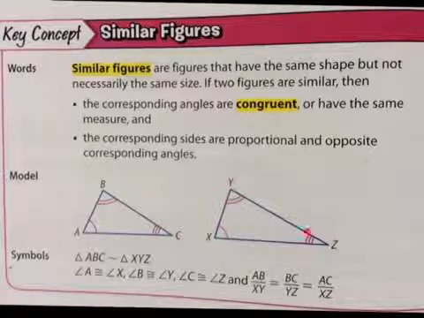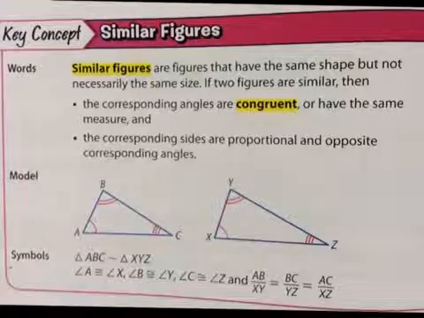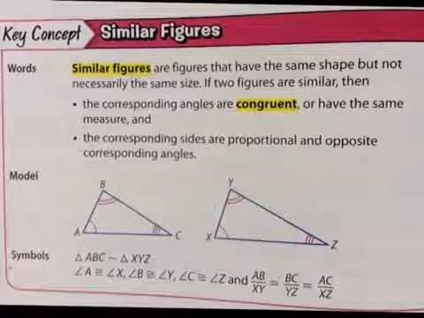Okay, this angle is the same as this, and this means the same as this. That's what these lines mean. If you see two lines here and two lines here, we're saying that this angle is the same as that angle. So angle B is the same as angle Y, as you can see here.